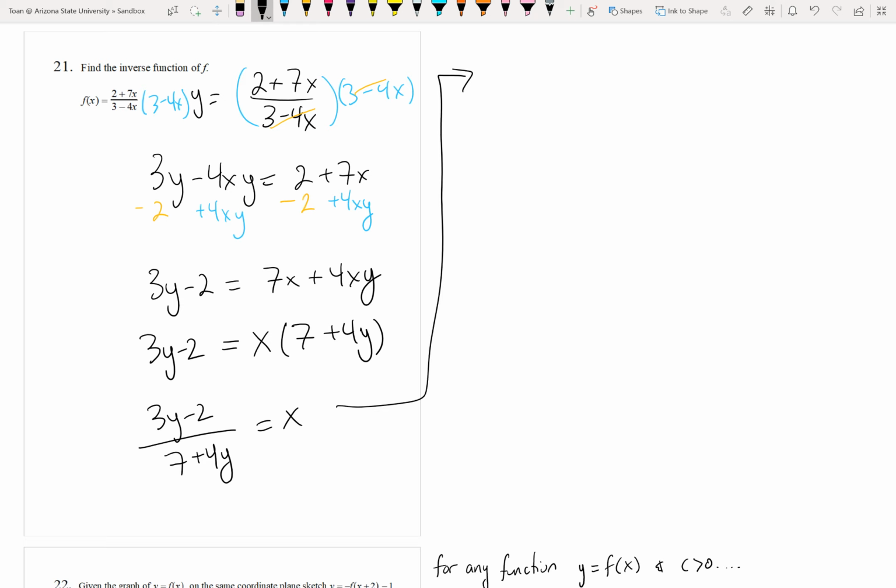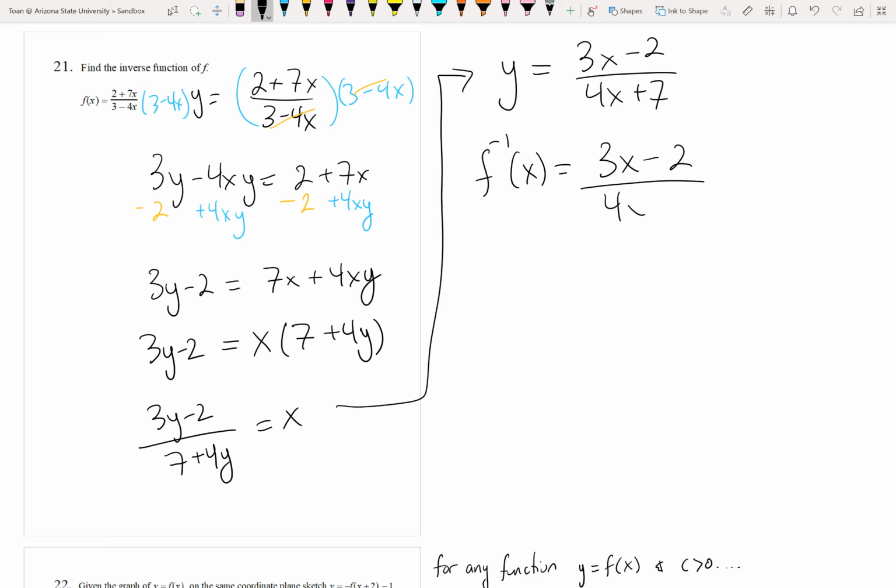The last step is, of course, swap the variables. Wherever I see an x, change it to a y. Wherever I see a y, change it to an x. So your inverse equation should be y equals 3x minus 2 over 4x plus 7. Since it did ask us to find the inverse function of f, I'm going to write it in function notation, changing that y into f inverse. So this should have been the answer. Again, if your answer looked different but was mathematically correct, I gave you full credit.